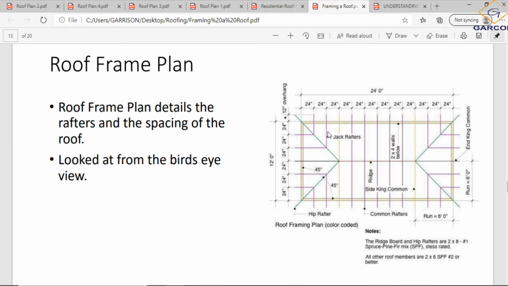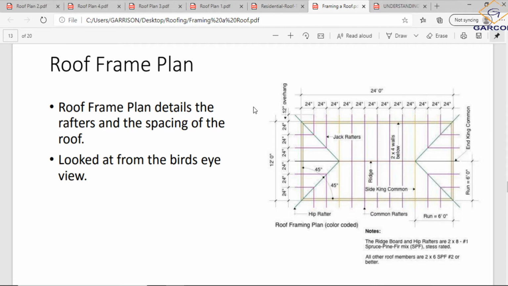Jack rafters. It also tells you about the 2x4 walls below. So it simply means that on top of the wall, which goes right around the building, you have a 2x4 as a wall plate. It tells you the common rafters and labels the rest of them. So this is generally referred to as the roof framing plan. Now these are the simplest ones you'll ever see. Most times they're more complicated than this and have more information.